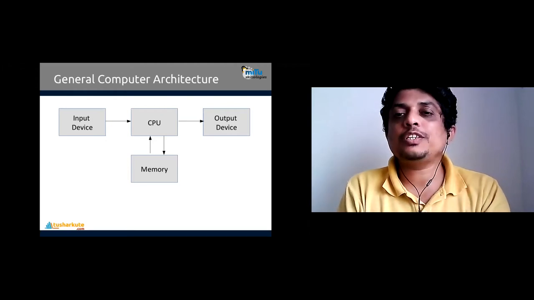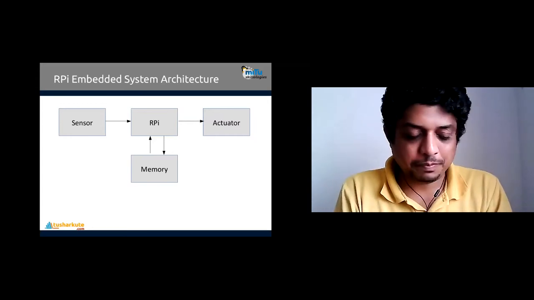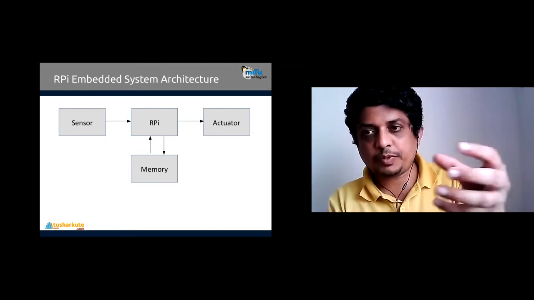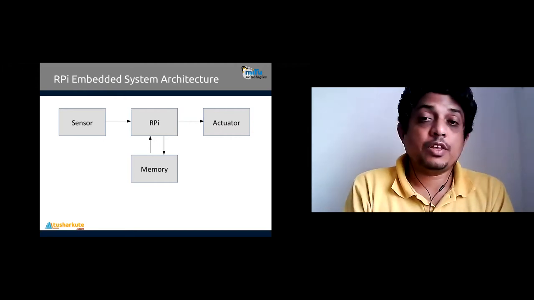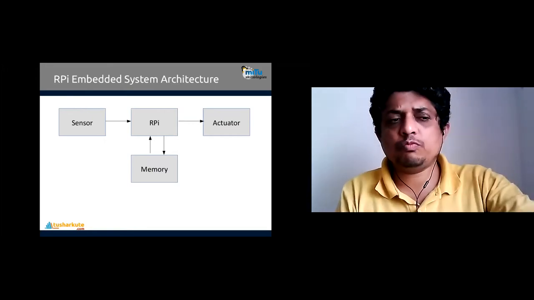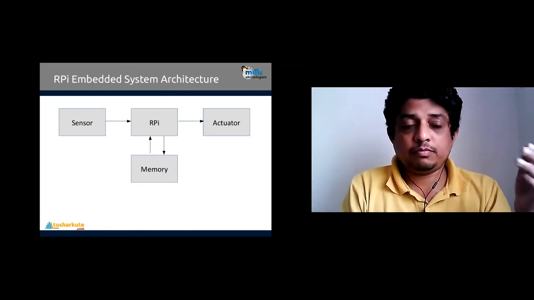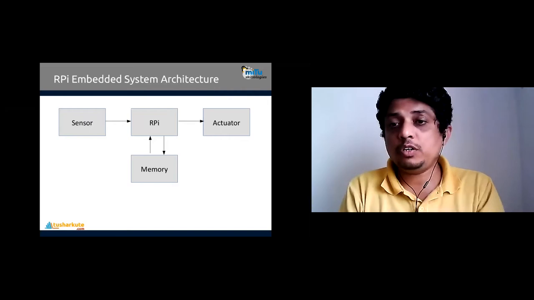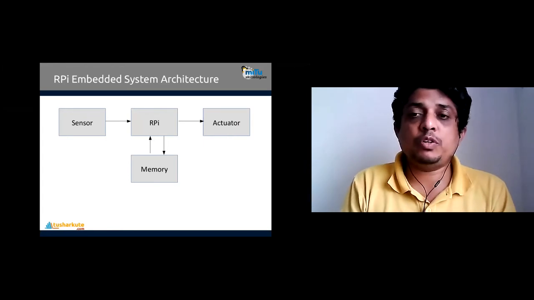And if you are using the Raspberry Pi, the architecture will be something like this, an embedded system architecture. Sensor is the input device to the Raspberry Pi. Memory is present, I have 1 GB RAM with my Raspberry Pi, and the actuator is something which generates an action. I'll show one actuator here. Action can be in the form of speed or motion. Action can be in the form of light. Action can be in the form of sound. So any action can be generated. Basically, when you create an embedded system, we make use of it like that.